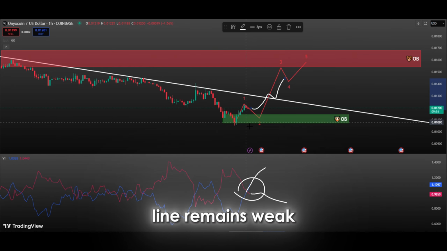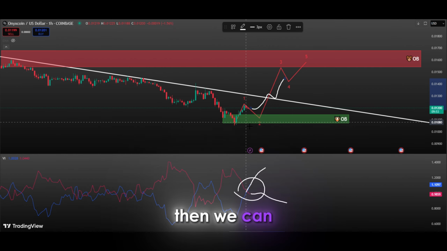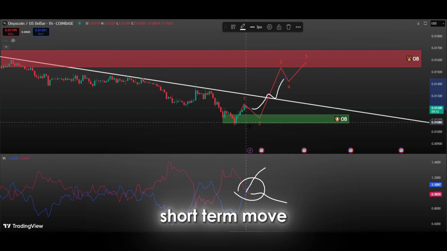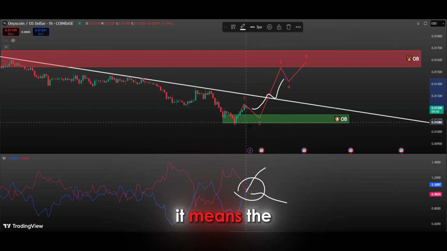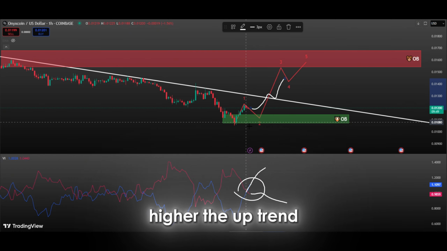If the blue line remains weak after crossing up and the red line starts moving up again, then we can say that the uptrend may be a short-term move and the market is still uncertain. Therefore, it is necessary to keep a close eye on how the price and the indicator are moving. But when the blue line moves to the upper side, it means the start of an uptrend. The higher the line goes, the higher the uptrend.